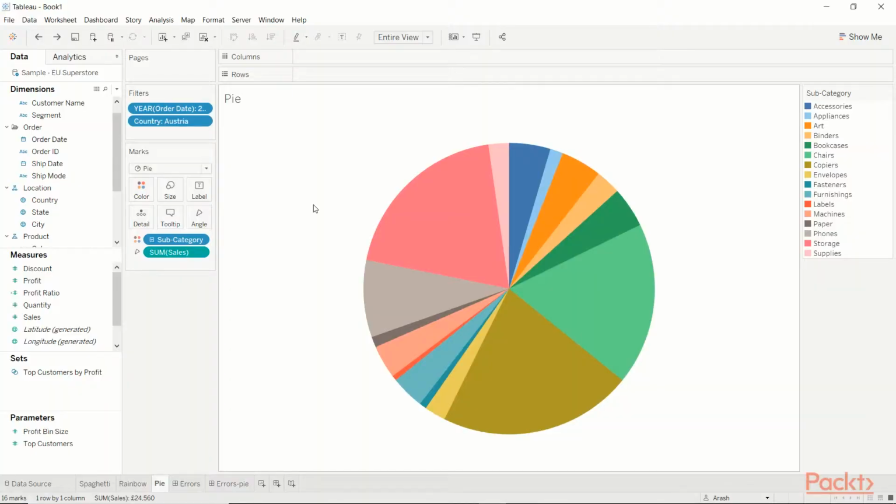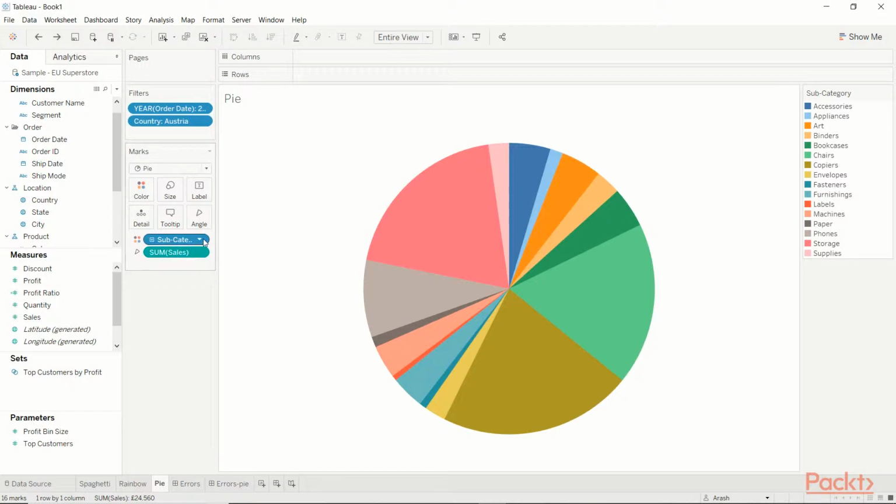Okay, here we are. I'm using the sample EU store dataset, and what I'm showing here is the sales of subcategories in Austria in 2018. Okay, first things first. The segments in the pie chart are not sorted.